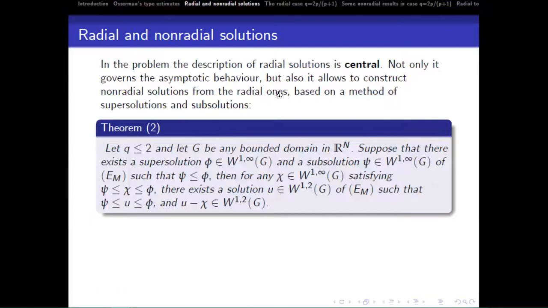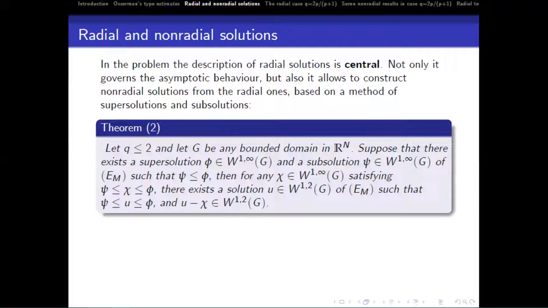Now I try to explain why the description of radial solutions is central. First, it governs the asymptotic behavior, but also it allows to construct non-radial solutions from the radial ones. They are based on a method of super and sub-solutions. So we have this result.